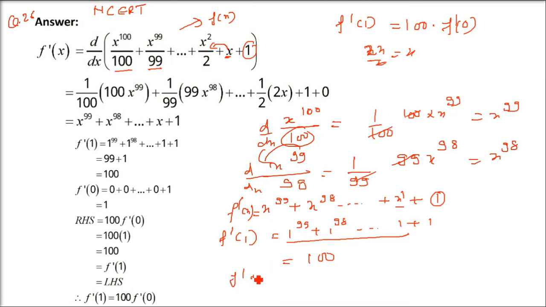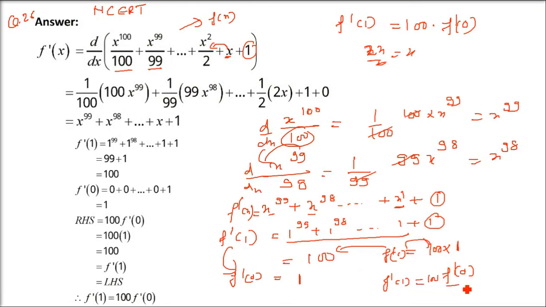Now for f'(0), wherever x is there we put 0. When you put everything as 0, only the last one will remain. This will be 0, this will be 0, everything will be 0 wherever x is there. Only the last one will remain. So f'(0) is 1. So it is clear that f'(1) is equal to 100 f'(0). f'(0), which is 1, if you multiply it by 100, gives f'(1), which is 100.